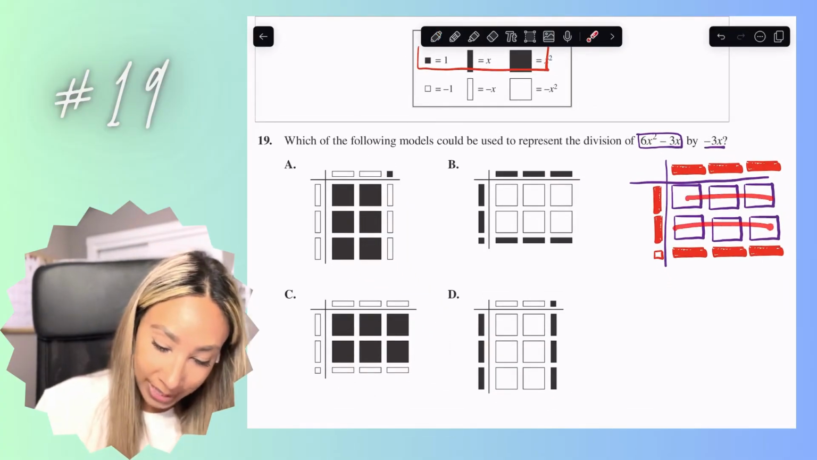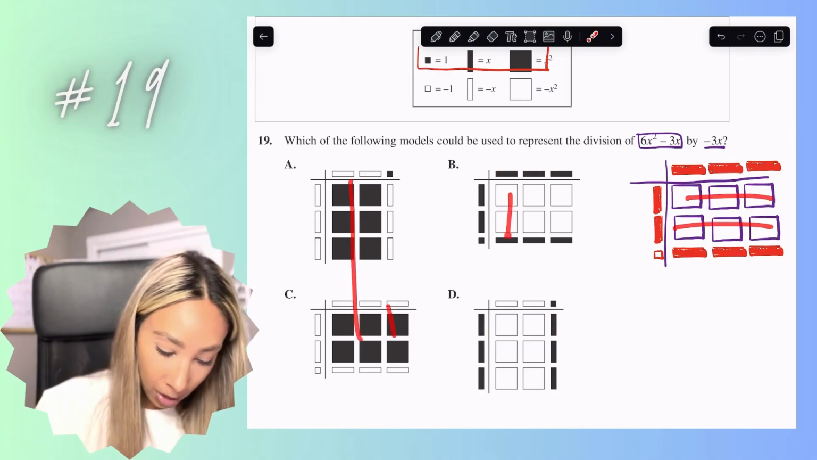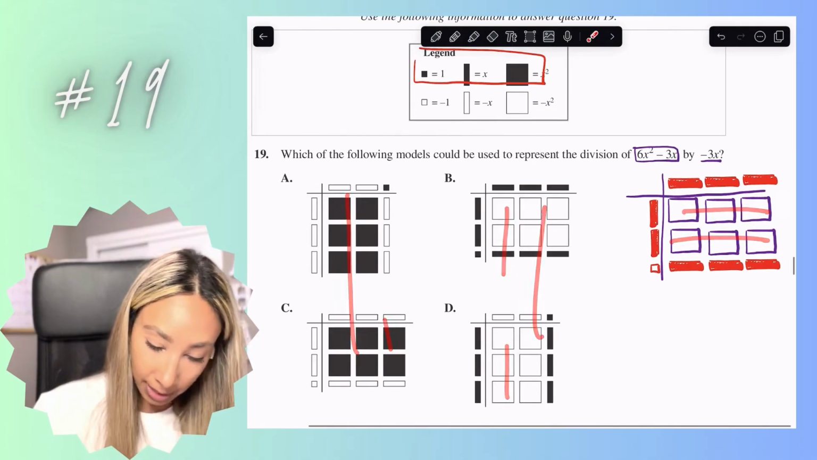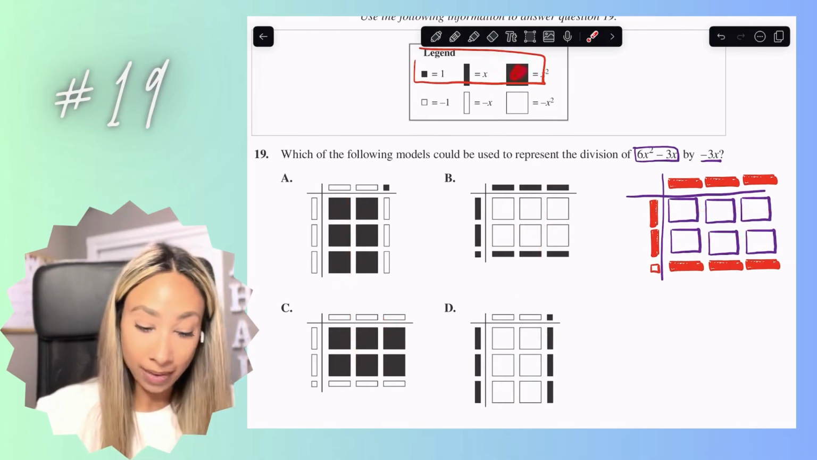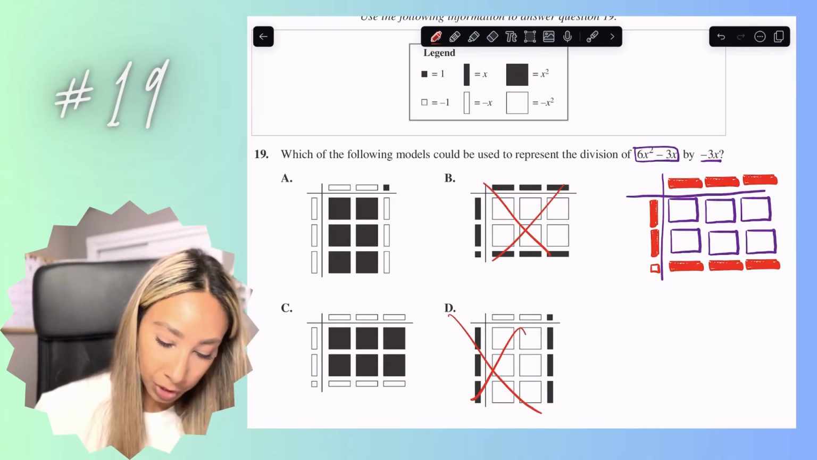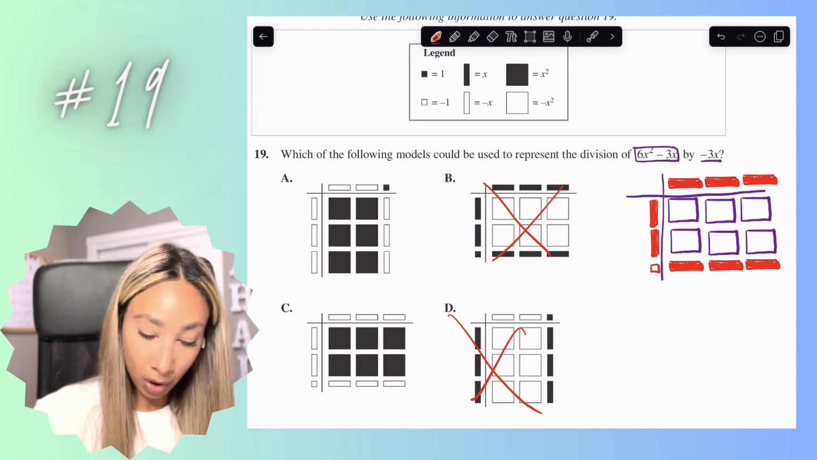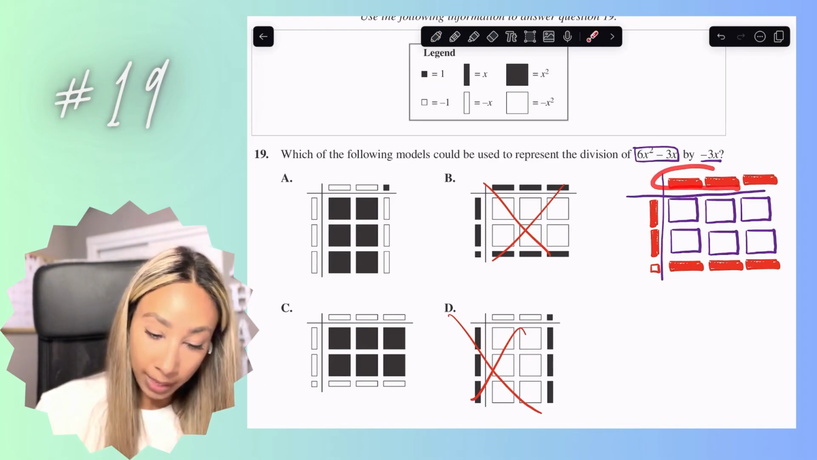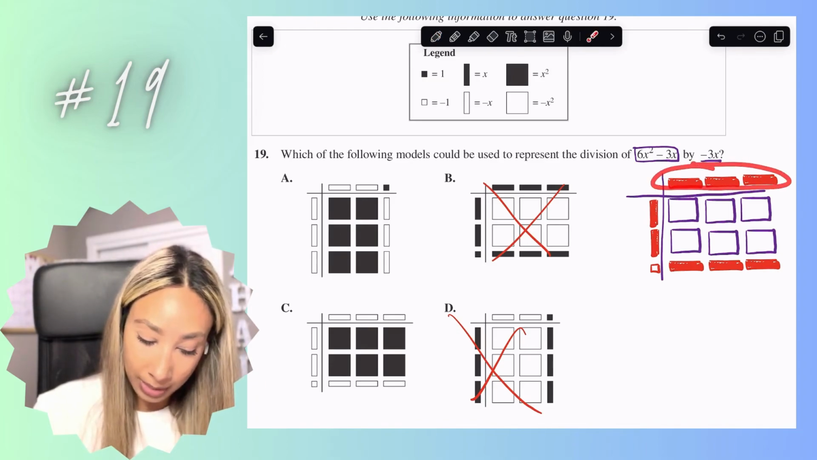So I'm looking for 6 boxes on the inside. Well, they all have 6 boxes on the inside, but we know the 6 boxes have to be positive, in this case shaded in. So that means I can cross off these 2. And then we know we're dividing it by negative 3x on the side there.